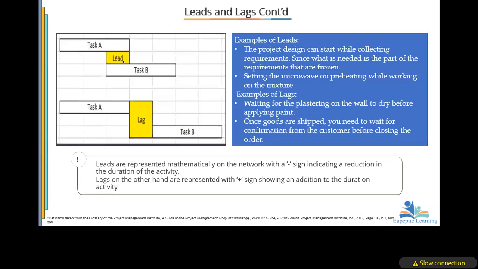So this is a lead. You see, this is task A. While it is in progress, task B has started here. So this is the lead. Then when you look at this one, task A is here, and then this is task B. So you see that there's a lag here. Now, these are examples of leads and then lags.